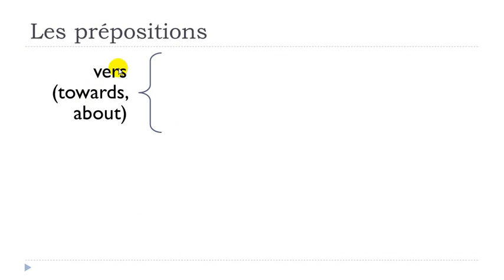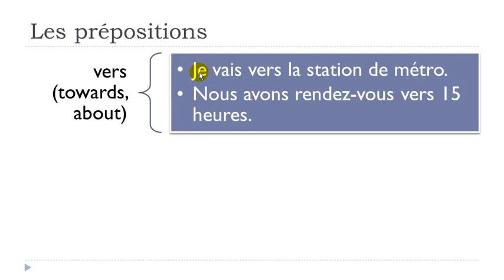Vers, you don't pronounce the final S, means towards or about. Je vais vers la station de métro. So I am walking in that case, because I used to say je vais, I'm sorry, it's aller. Je vais vers la station de métro, so I go, you can walk or maybe you could drive, in fact, but then je vais, I go towards la station de métro.